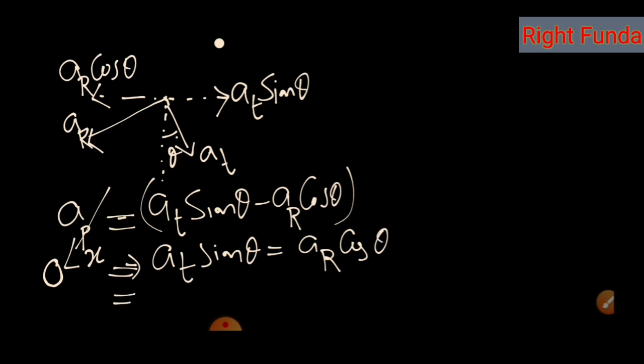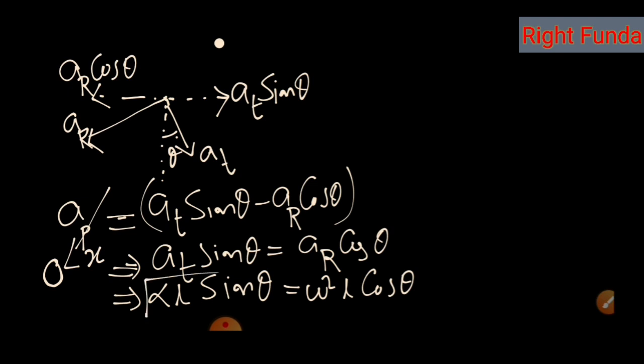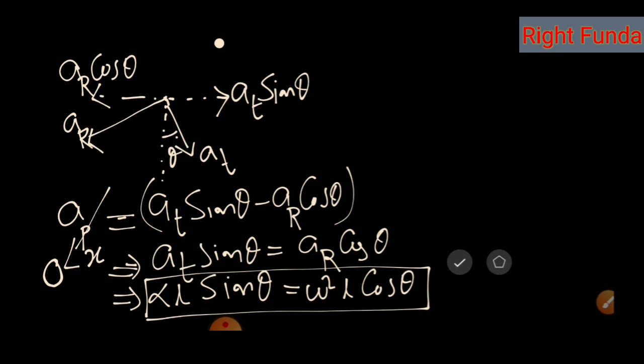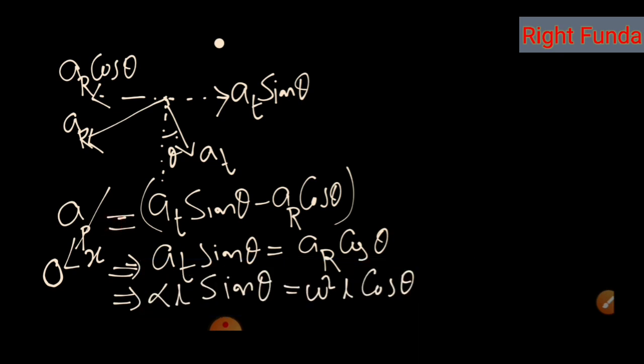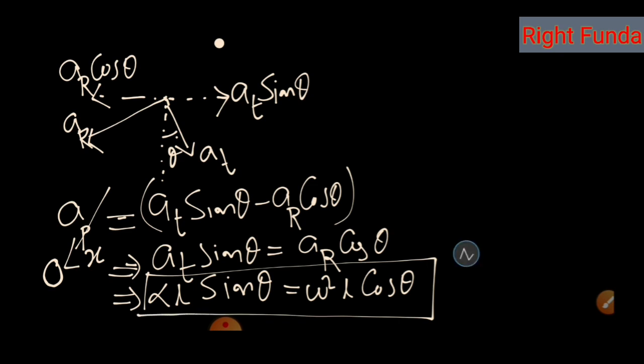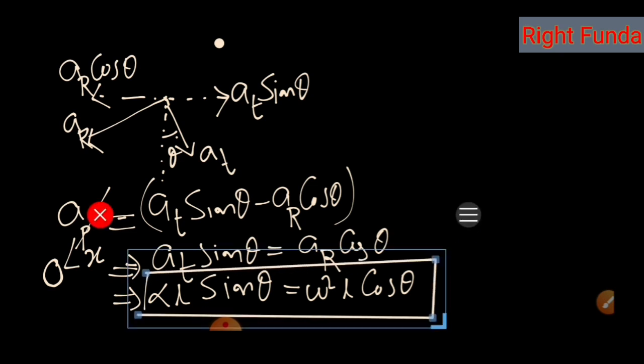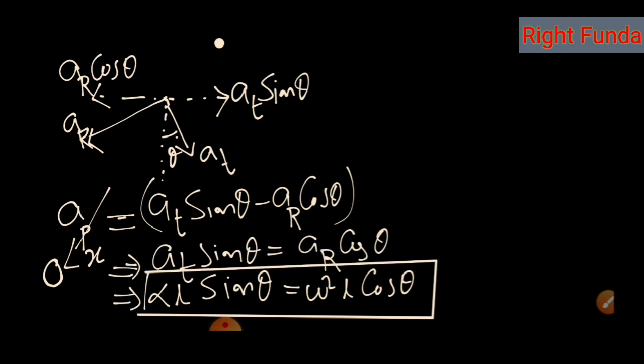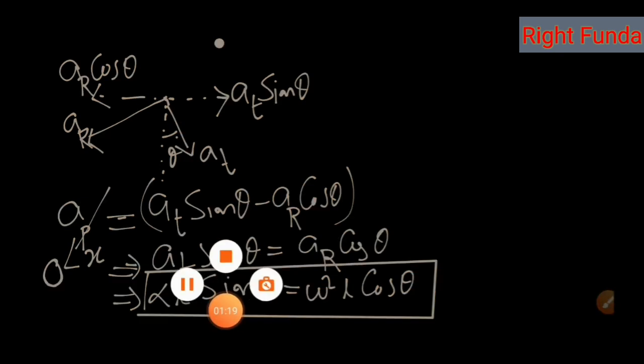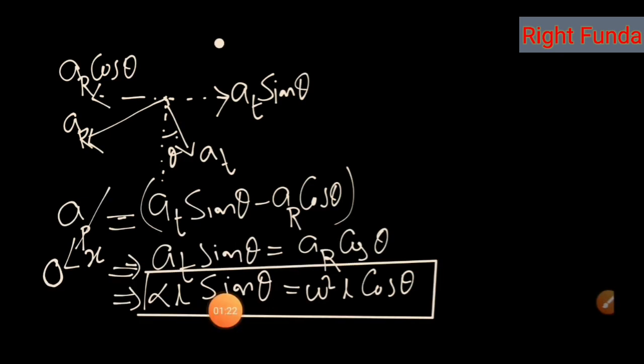But we know what AT is: it is equal to alpha into L. So alpha L sine theta has to be equal to omega square L cos theta. This is our equation between alpha, omega and theta. To establish the relation we require alpha and omega. To calculate alpha, we'll write the torque equation, and we'll calculate omega also. Let's write in the next page for the torque equation.